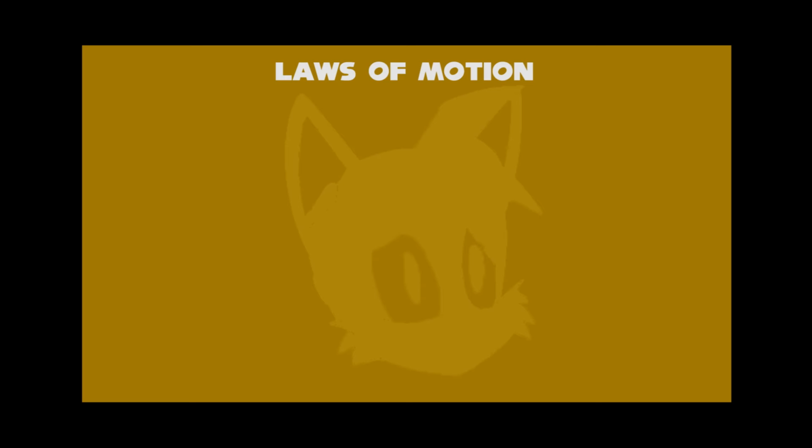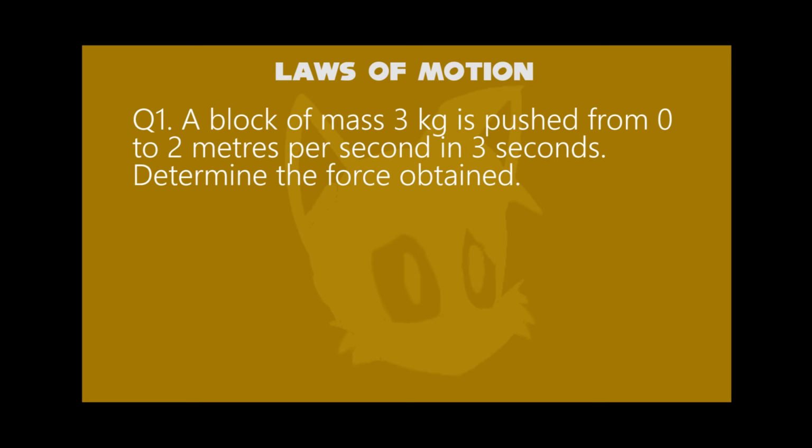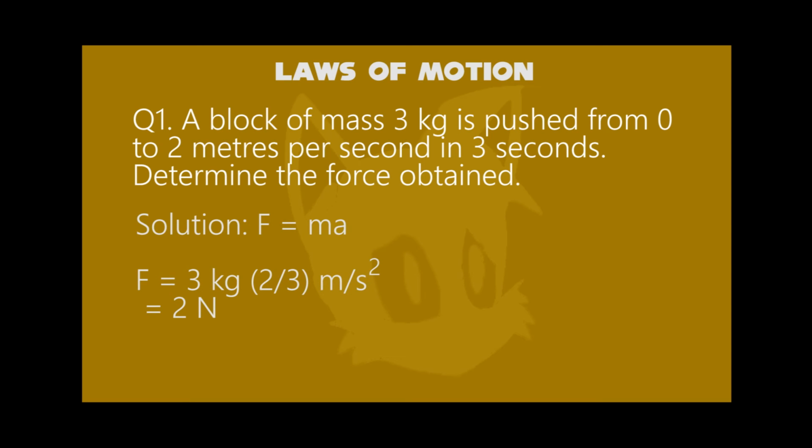Now let's solve this question as an example. A block of mass 3 kilograms is pushed from 0 to 2 meters per second in 3 seconds. Determine the force obtained. The answer is 2 newtons, where the acceleration obtained is 2/3 meters per second squared.